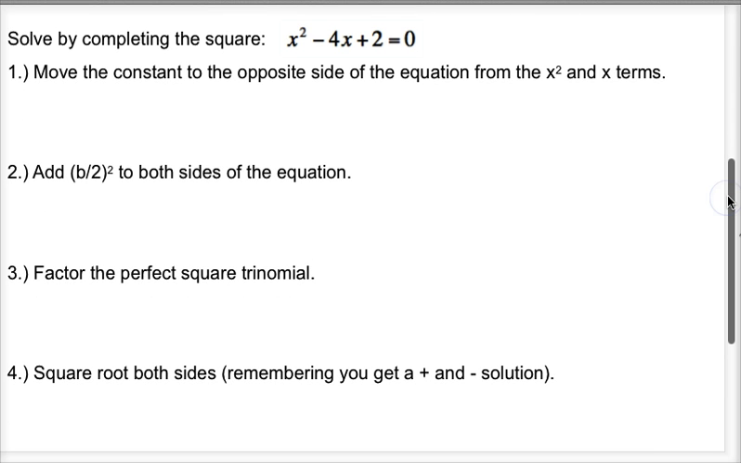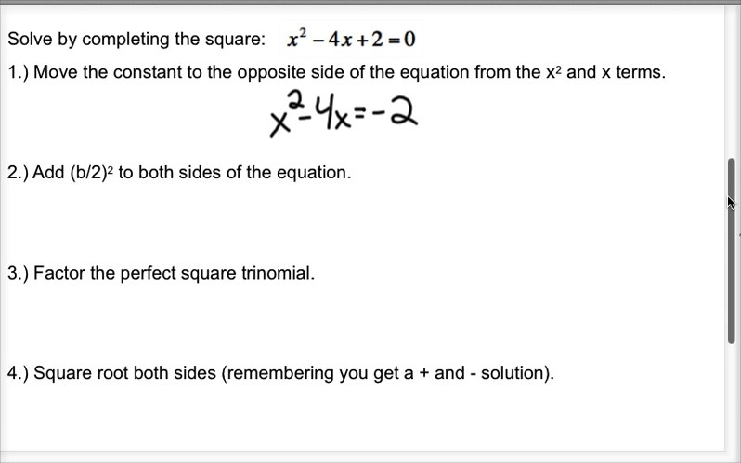So we're going to solve by completing the square. When we're solving by completing the square, the first thing we're going to do is move the constant to the opposite side of the equation. So we want the x squared and x terms together. We want to move the constant to the other side. So what that means is I'm going to change my equation to look like that. I'm going to subtract the 2 over to the other side.